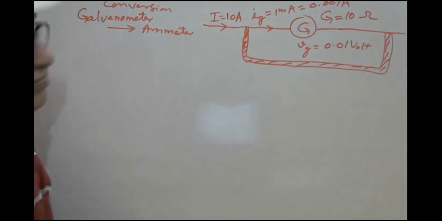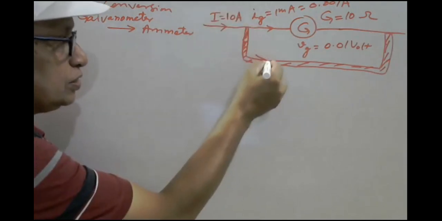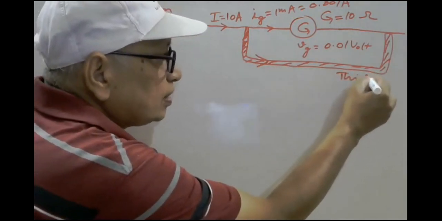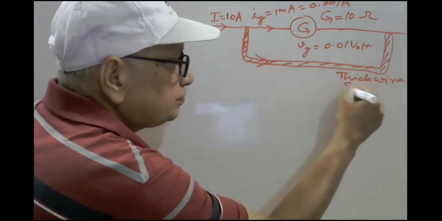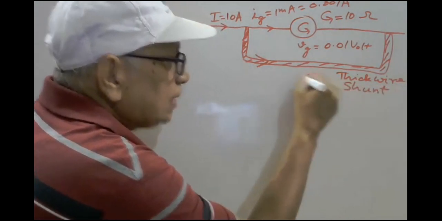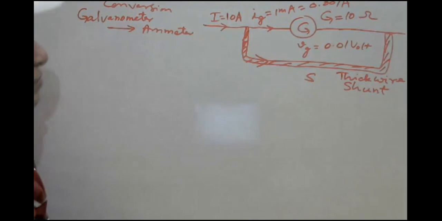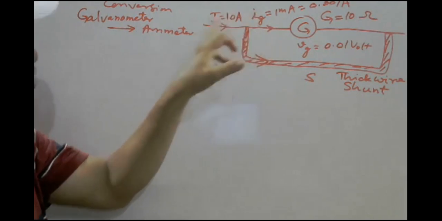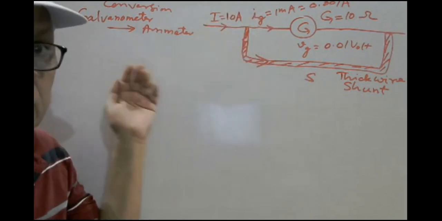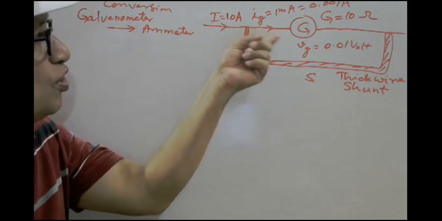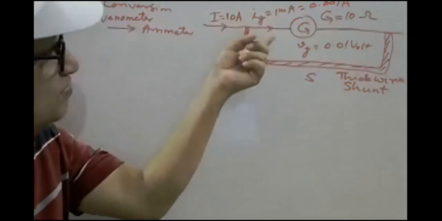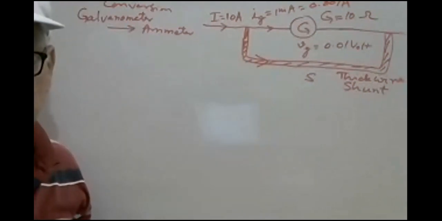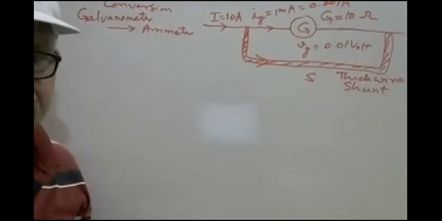Then what will happen? Most of the current is passing through this shunt. The thick wire is called a shunt. Say S is the shunt resistance. So here we are interested to measure 10 ampere current, but at the same time to the galvanometer coil maximum 1 milliampere current can pass through it. Otherwise, what will happen? It will burn out.